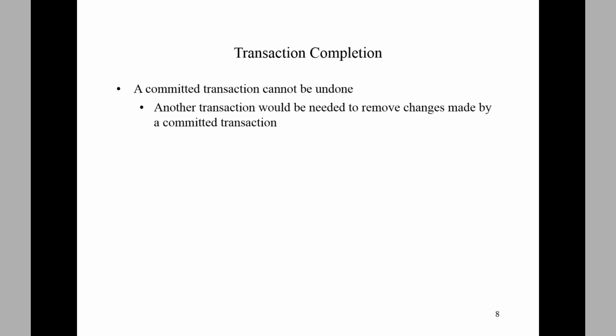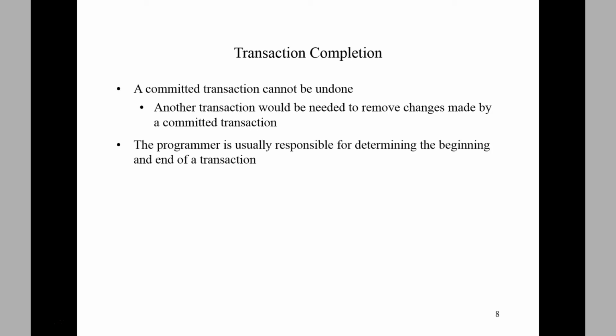So a committed transaction cannot be undone. If we wished to remove the changes made by a transaction that has been committed, it would be necessary to create a new transaction to remove those changes. Within the logic of an application, it is the programmer who wrote the code that is generally responsible for determining the beginning and the end of a transaction.